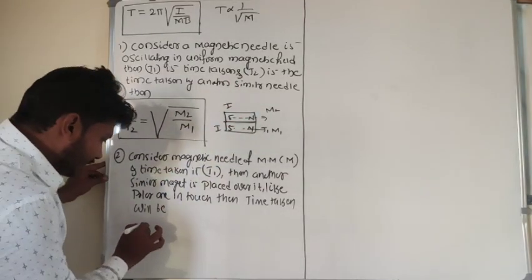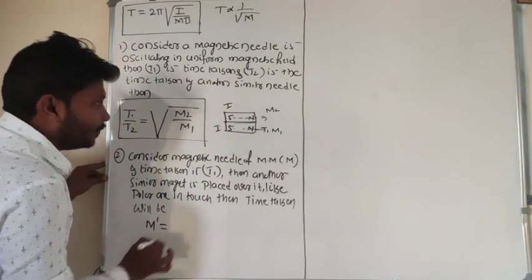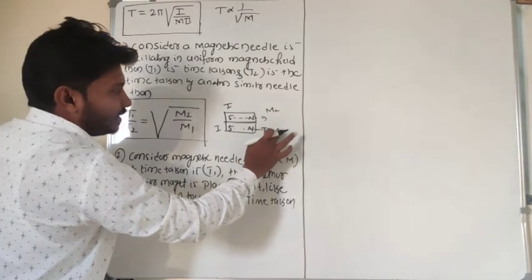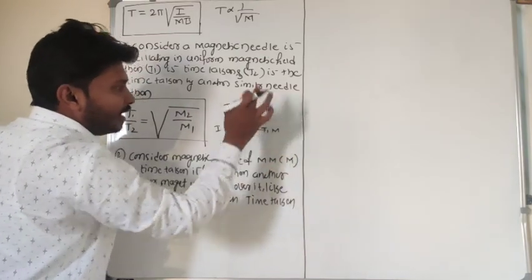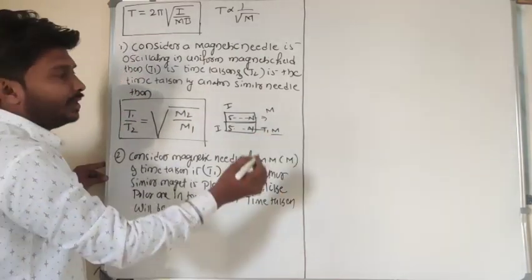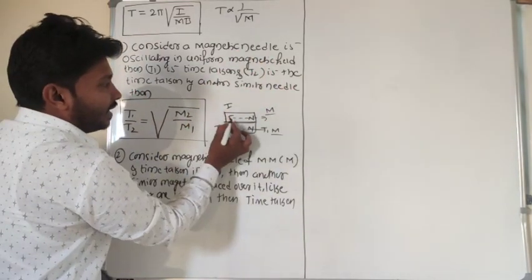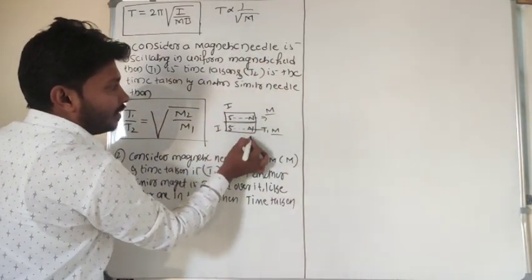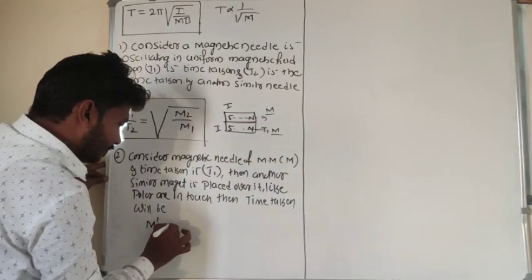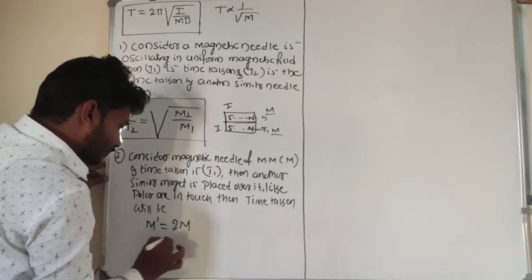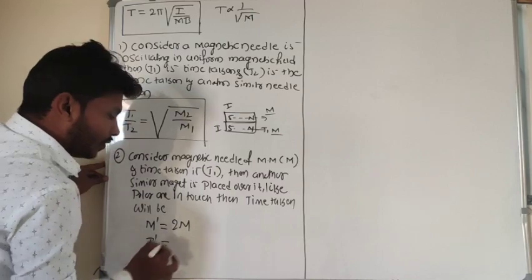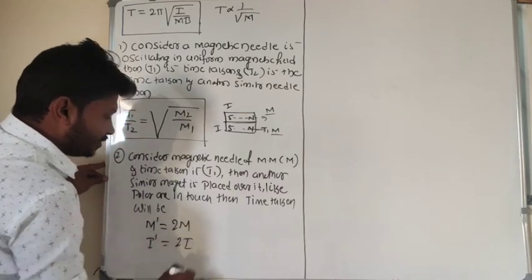Here m dash is equal to 2m. For example, these two similar magnets, each having magnetic moment m, are in the same direction, with south poles in contact and north poles in contact. So m plus m is 2m here, and I dash is equal to I plus I, so that is 2I here.